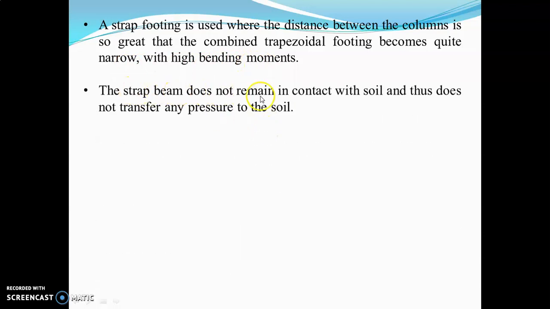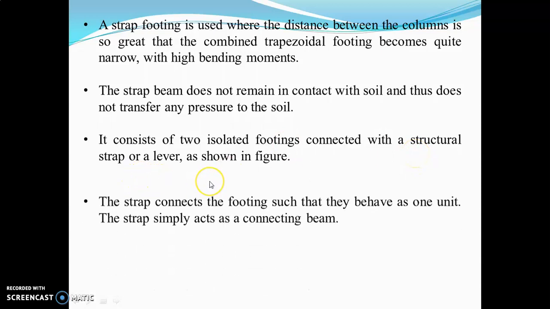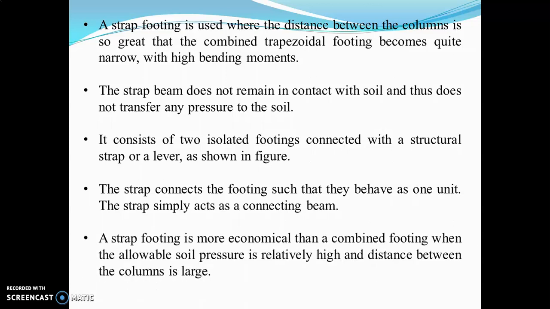The strap beam does not remain in contact with the soil and thus does not transfer any pressure to the soil. It consists of two isolated footings connected with a structural strap or a lever as shown in the figure. The strap connects the footings such that they behave as one unit. The strap simply acts as a connecting beam. A strap footing is more economical than a combined footing when the allowable soil pressure is relatively high and the distance between the columns is large.